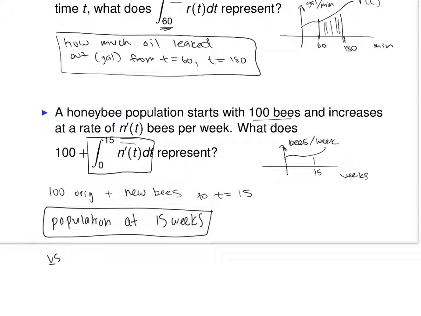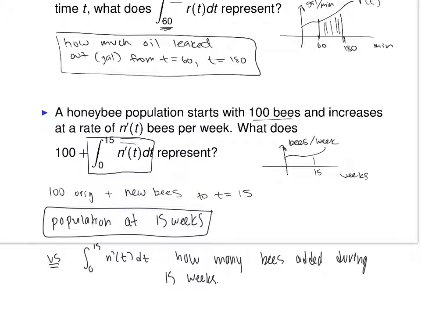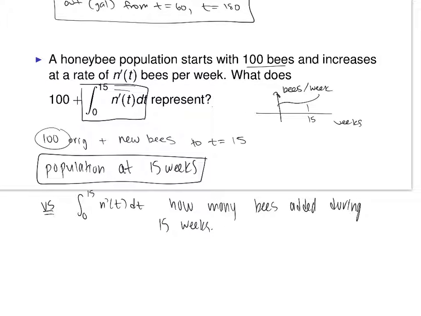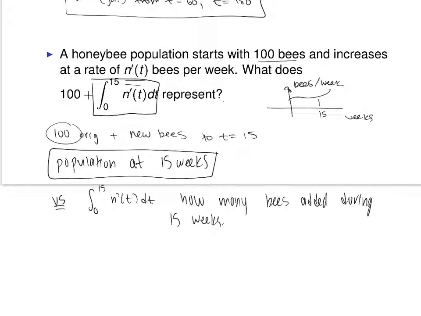Versus, one thing to point out, if I just asked you for this, would that be the population at 15 weeks anymore? It would actually be how many bees were added during the 15 weeks. Because the 100 counts for how much you have to start with, versus this thing, without the 100 plus, just tells you how much it's changed. Just like that last question didn't tell you the total amount of oil leaked. I told you how much leaked between these two times.